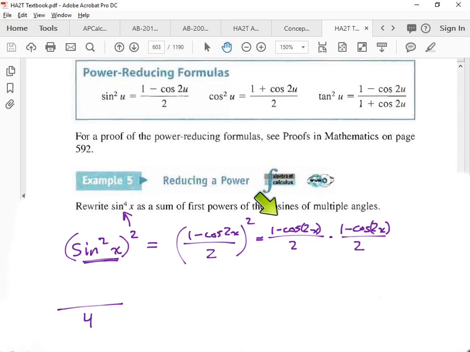That one's simple. And then on the top we have 1 times 1, which is 1. And then we have 1 times negative cosine 2x. And then we have negative cosine 2x times 1. So there's 2 negative cosine 2x's. And then the last one, we have cosine 2x times cosine 2x. That gives me positive cosine squared 2x.